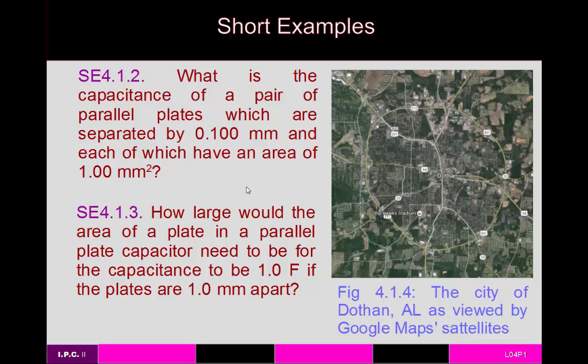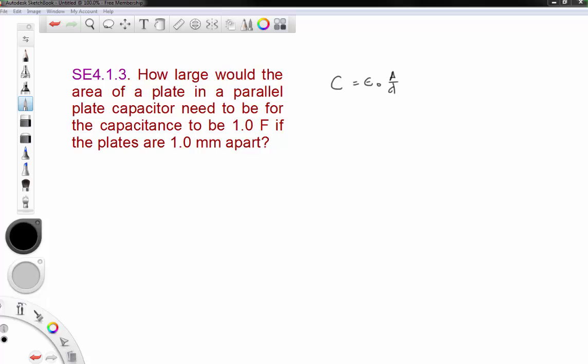To figure out why, we could ask how large would the area of the plate need to be if the capacitance is going to be 1 farad and the plates are going to be 1 millimeter apart. So how large of an area are we going to be talking about for each of these plates?